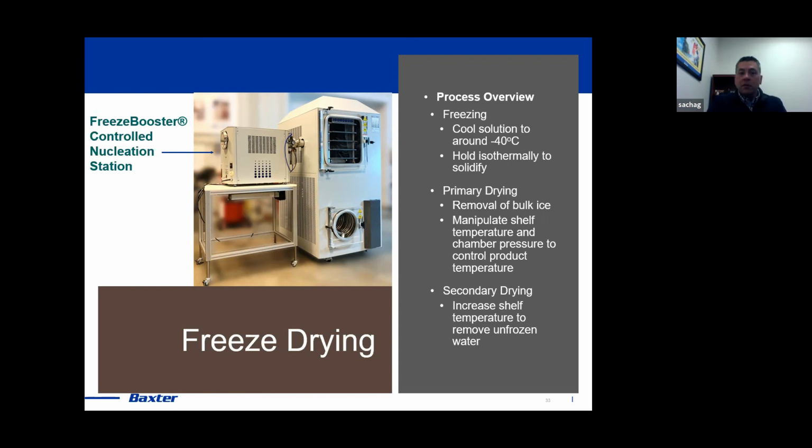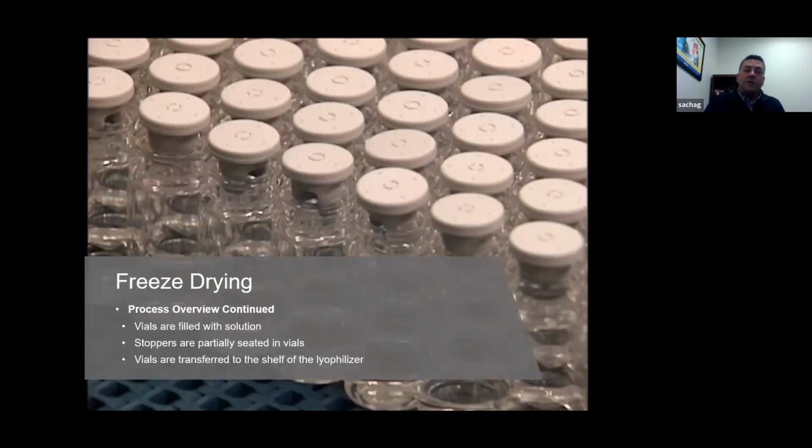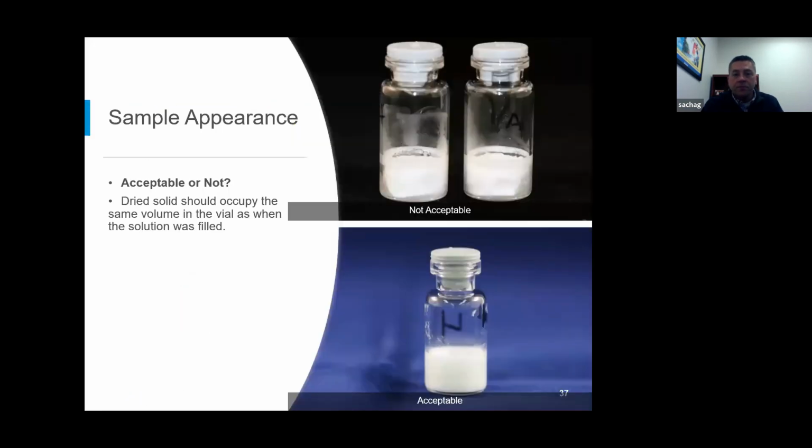We could also include controlled ice nucleation. This is an example from Millrock, where they use a freeze booster. That's where they're injecting a fog of ice into the chamber to act as seeds. So these vials are filled with solution and are partially stoppered or partially seated with stoppers that have an escape area. These happen to be single vent, but there can be dual vent.